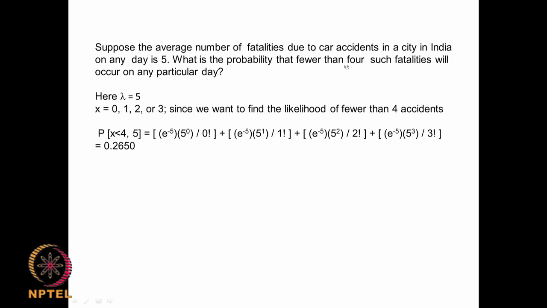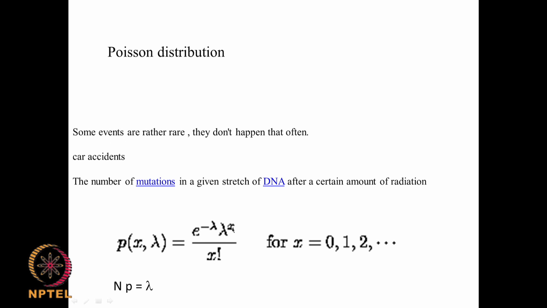What is the probability that fewer than 4 such fatalities will occur on any particular day? If I say tomorrow, what will be the probability that fewer than 4? That means it could be 0 accidents, 1 accident, 2 accidents, or 3 accidents, because you are saying fewer than 4. So you use the equation e to the power minus lambda, lambda to the power x, divided by x factorial, and put x equal to 0, then 1, then 2, then 3, and add up all of them.